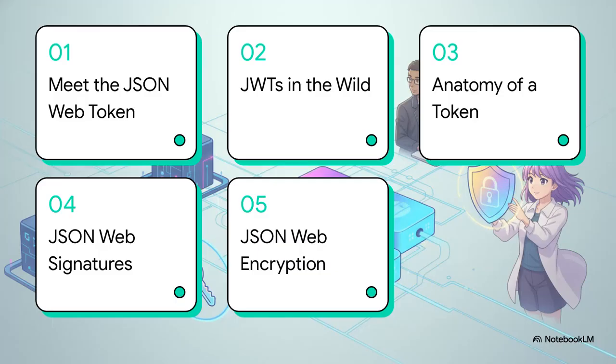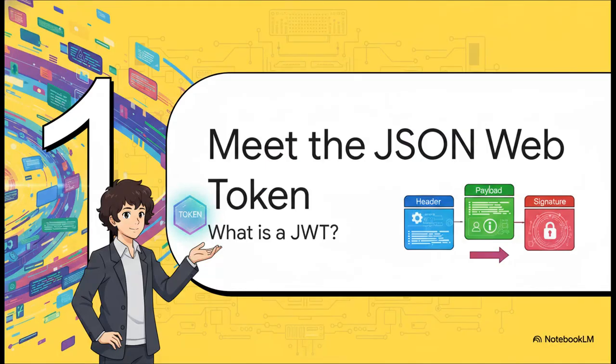Because we're dealing with a pretty dense cryptographic subject today, we're going to follow a clear roadmap. First, we'll meet the JSON Web Token. Then we'll look at JWTs in the wild, dissect the anatomy of a token, and finally, break down the differences between JSON Web Signatures and JSON Web Encryption. Let's get into it. Section 1. Meet the JSON Web Token.